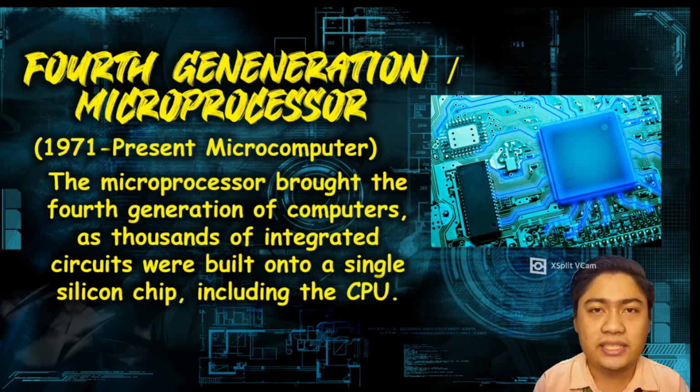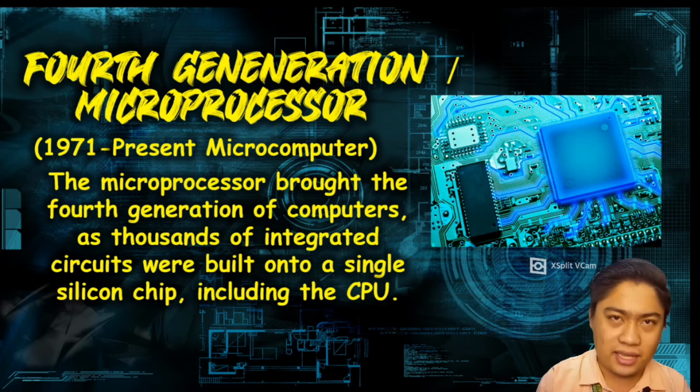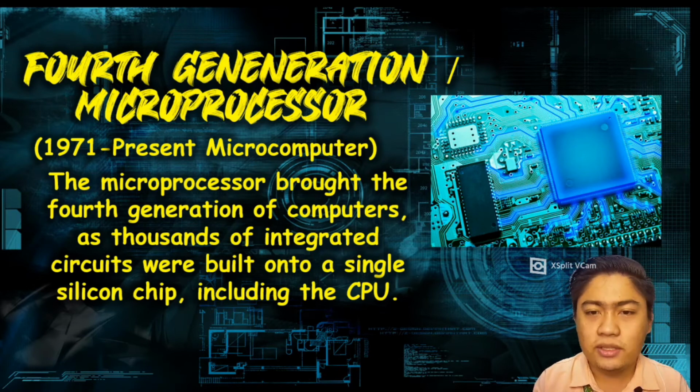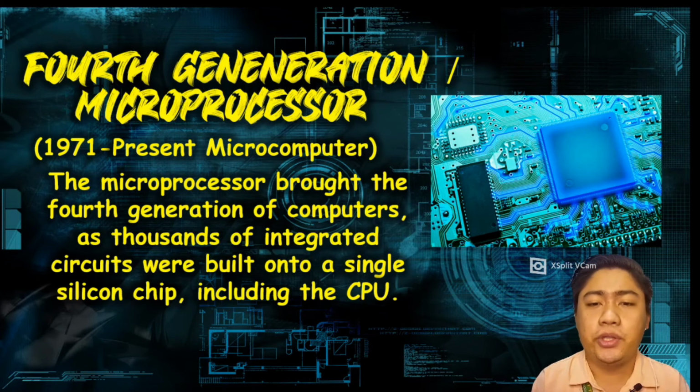Let's have now the fourth generation, the microprocessor, from 1971 to the present microcomputer. The microprocessor brought the fourth generation of computers, as thousands of integrated circuits were built onto a single silicon chip, including the Central Processing Unit or the CPU. The CPU is the brain of the computer, sometimes referred to as the processor, where most calculations take place. It is the most important element of a computer system.